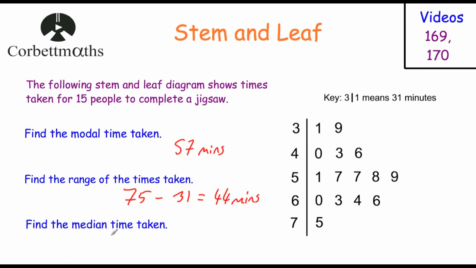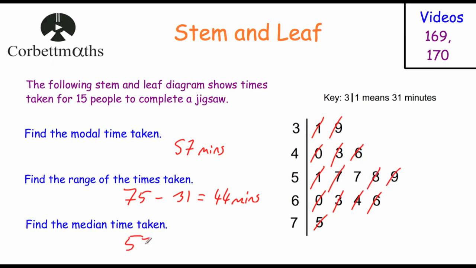And the last question says, find the median time taken. So the median is the middle value. So I like to do this by crossing off the values in pencil, of course, so crossing off the smallest and then the largest. The next smallest, which would be 39, then the next largest, 66, the next smallest, 40, 64, the next smallest, 43, the next largest, 63, the next smallest, 46, the next largest, 60, the next smallest, 51, the next smallest, 59, and then cross off, and we're left with 57.